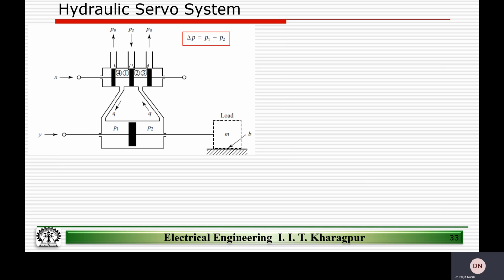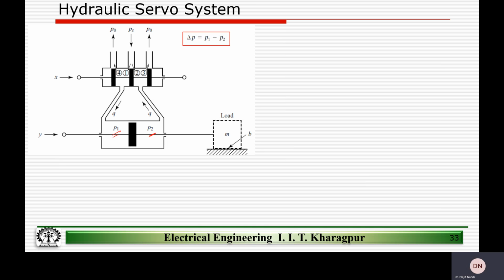So why are we doing all this? The reason is to achieve a simple goal, to be able to move this mass or load M by a small movement or a small signal given at X. So what is going to be responsible for moving the load M? The load M will be moving only if there is a pressure difference between P1 and P2.